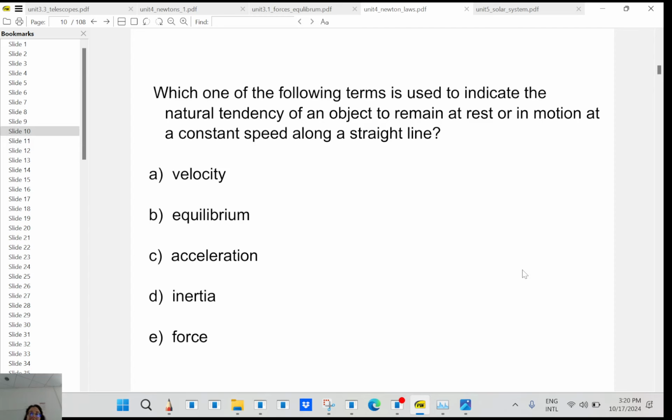So which of the following terms is used to indicate the natural tendency of an object to remain at rest or in motion at a constant speed along a straight line? Inertia. Inertia, very good, right?